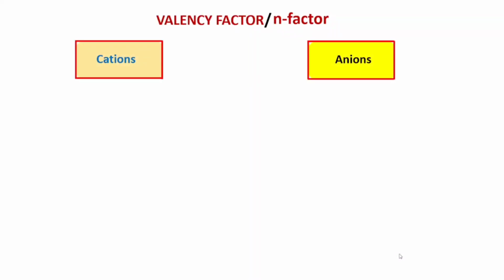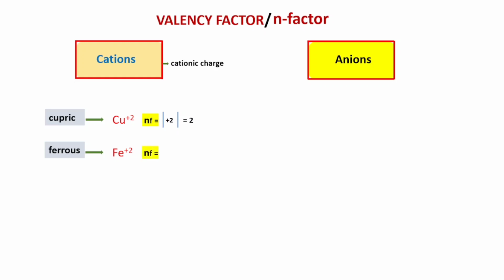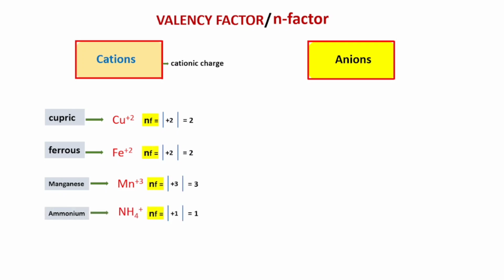How do ions change their oxidation state in a chemical reaction? It depends on their ionic charge. And for N factor calculation, we have to consider the mode value of their ionic charge. For cations, it is the cationic charge. For example, cupric with +2 charge. For N factor calculation, we consider only the mode of +2, that is 2. Ferrous: for N factor of ferrous, we consider the mode of +2, that is 2. In the same way, manganese has N factor 3 and ammonium ion has N factor 1.